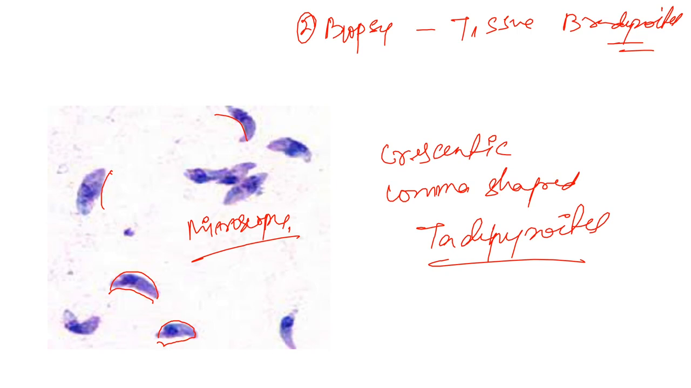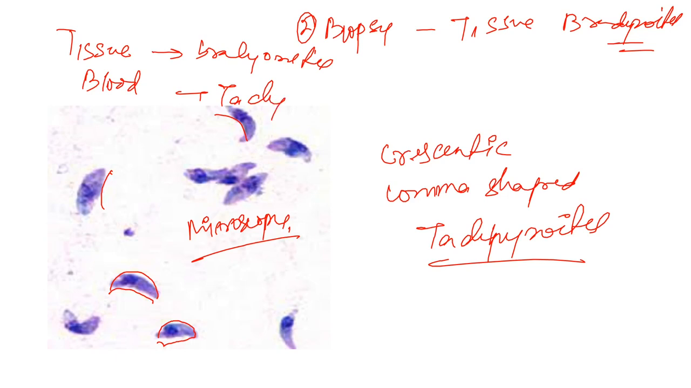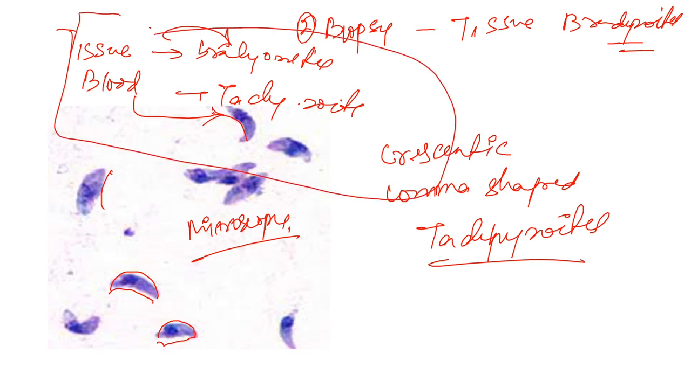See, how to remember this? You need to know this. Bradyzoites occur in your tissue, and tachyzoites occur in your blood. So B is in tissue and T is in blood. Remember this, it is important. Tissue cyst bradyzoites occur in undercooked meat. It also occurs by blood transfusion.